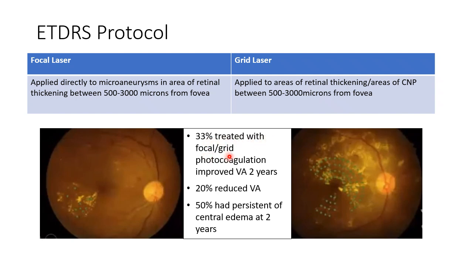So the results of the laser were as follows. 33% treated with focal or grid photocoagulation improved visual acuity after 2 years. 20% showed reduced visual acuity, and 50% had persistence of central edema at 2 years, despite the focal or grid laser.